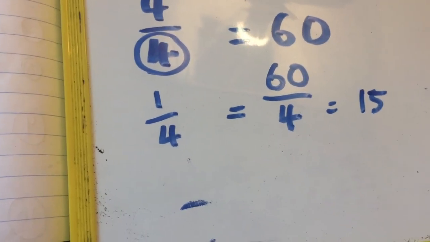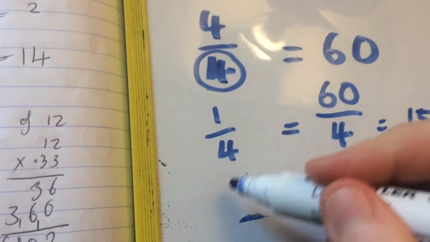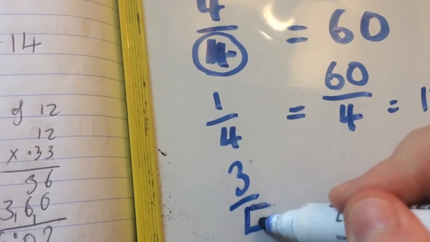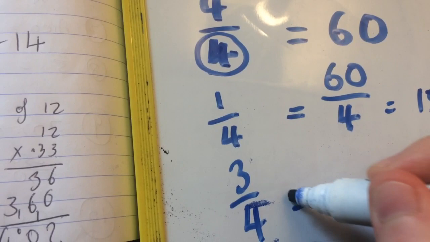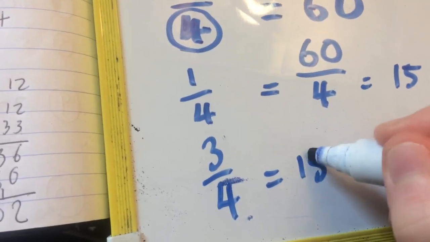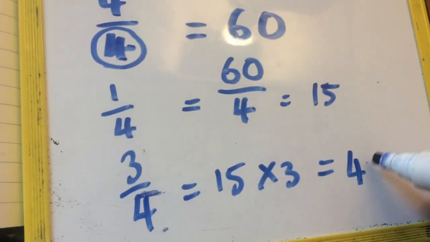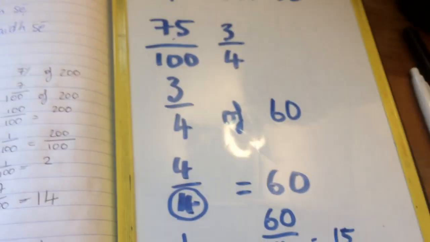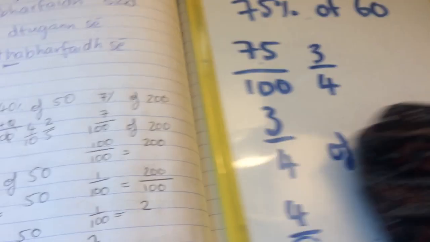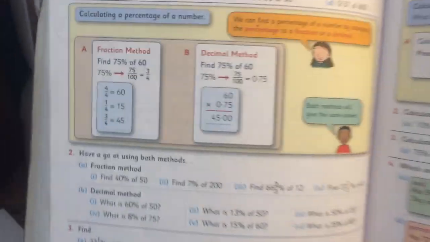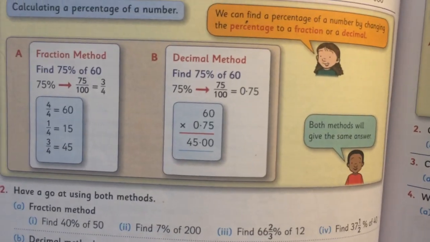How do you think we'll get 3/4? Exactly. We'll multiply that answer by 3. So we'll say 3/4 is 15 multiplied by 3 and the answer is 45. Okay. That is the fraction method, okay? So it's like you're saying the full amount is this. How do I get the smaller amount? Okay, now we're going to look at the decimal one, okay?